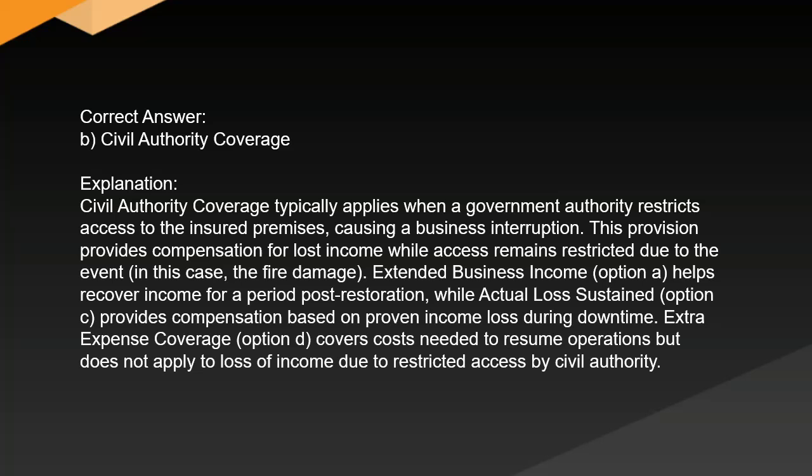Explanation. Civil authority coverage typically applies when a government authority restricts access to the insured premises, causing a business interruption. This provision provides compensation for lost income while access remains restricted due to the event, in this case, the fire damage. Extended business income, option A, helps recover income for a period post-restoration, while actual loss sustained, option C, provides compensation based on proven income loss during downtime.